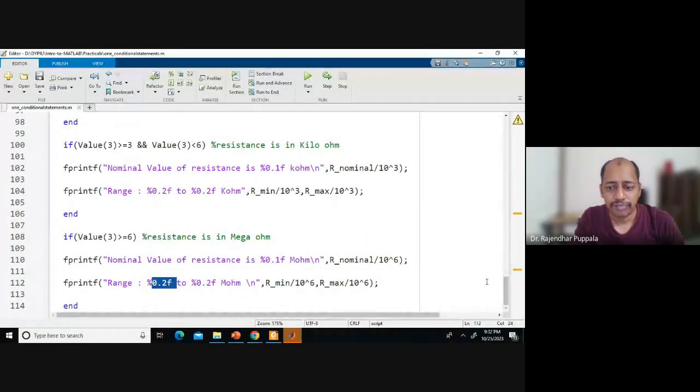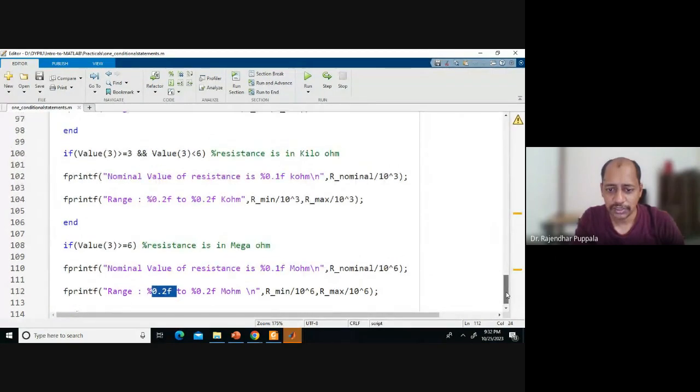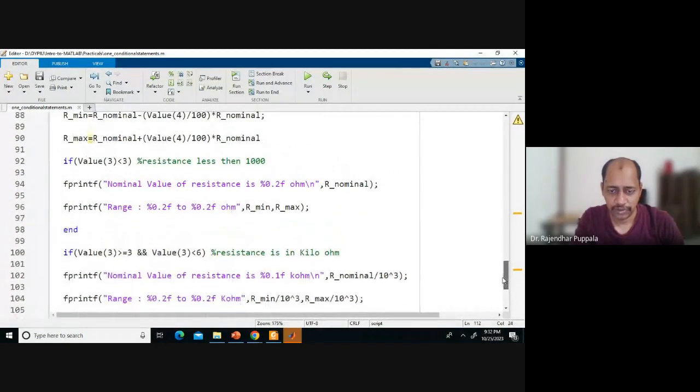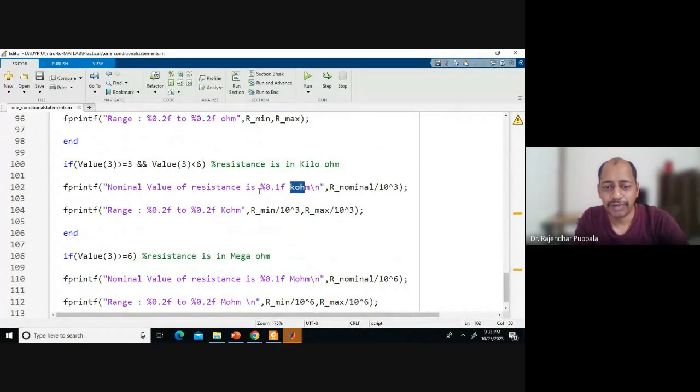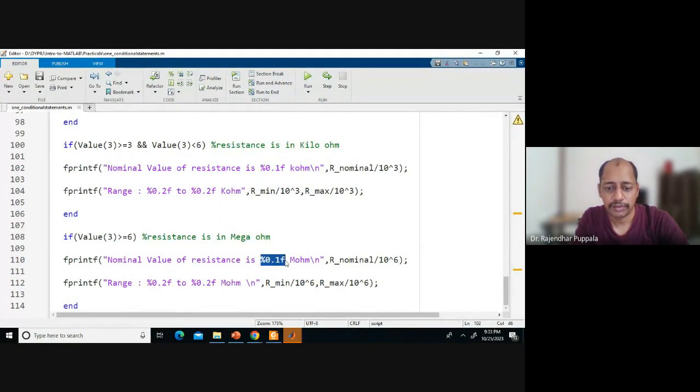But for the nominal value, it was mentioned that if it is less than 1 kilo ohm, it should be two decimals. And for 1 kilo ohm to 1 mega ohm, it should be one decimal only. That's why we are taking 0.1f.